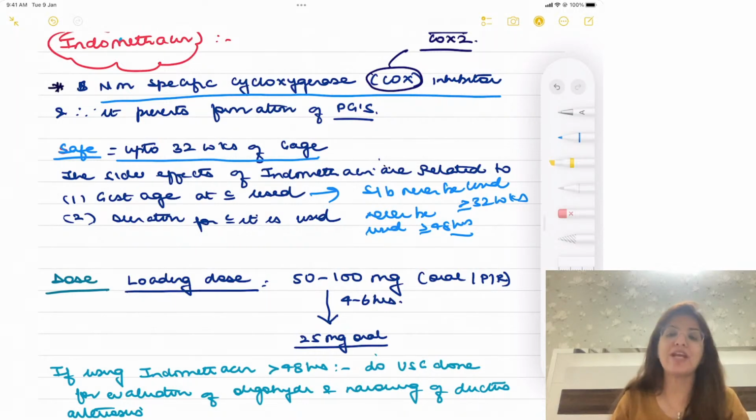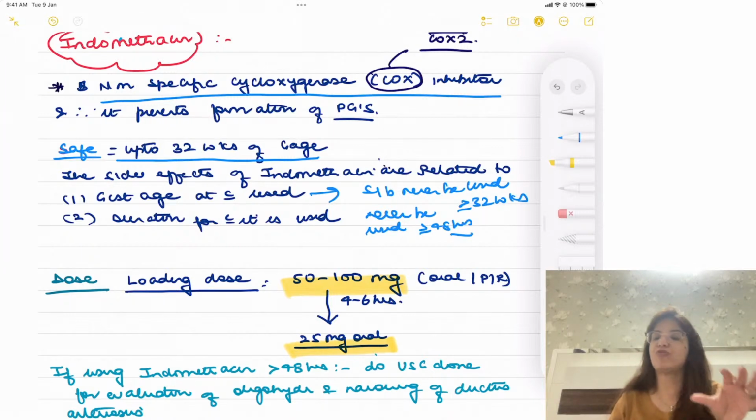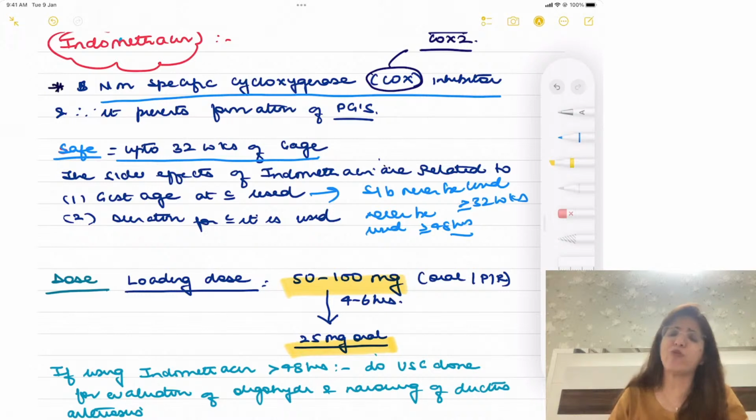Then the dose of indomethacin which you're going to use: you can use it orally or rectally, and the loading dose will be 50 to 100 milligrams initially, and then you can repeat 25 milligrams every 4 to 6 hours. So I'm going to initially give the patient 50 to 100 milligrams, and after every 4 to 6 hours, I can add 25 milligrams orally. You continue this every 4 to 6 hours up to 48 hours, right?